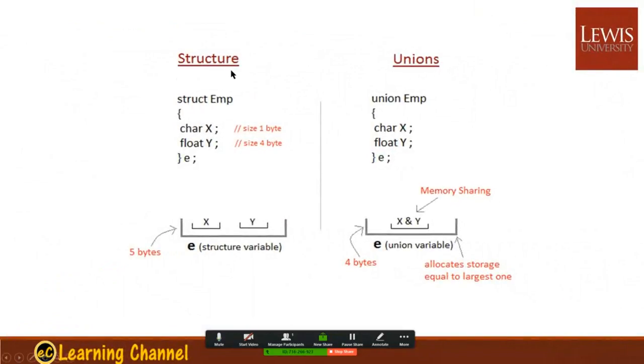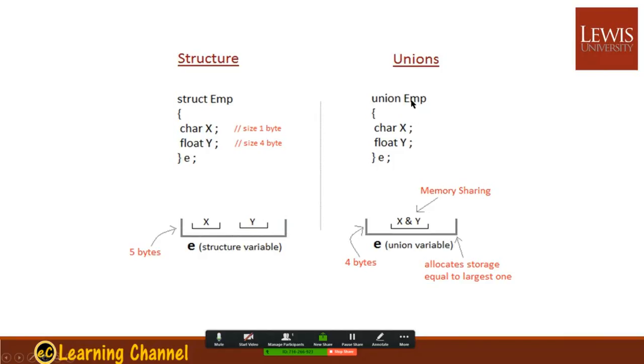So for structure, we have a structure of employee that has X and Y. And actually these two are a structure of different data types. And totally for this structure, we have 5 bytes. And union is different from structure. Unions are data fields that share the same data field.